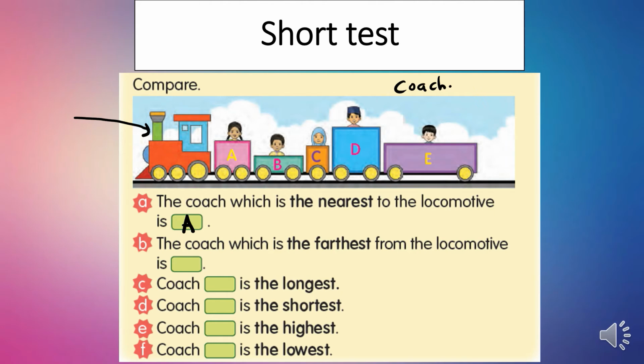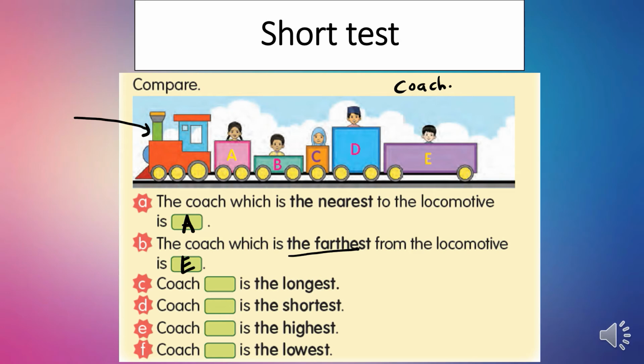Next question. The coach which is the farthest from the locomotive is... very good. The farthest from the locomotive is coach E.